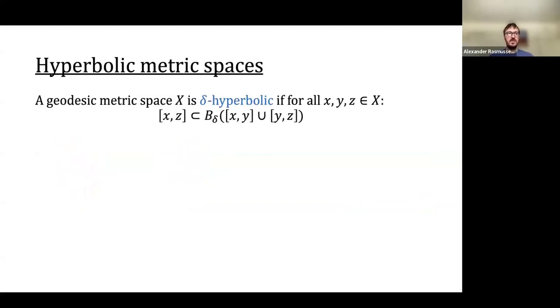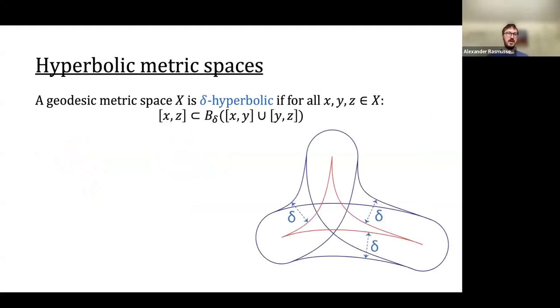Okay, a geodesic metric space X is delta hyperbolic if for all triples X, Y, and Z in X, any geodesic from X to Z is contained in the delta neighborhood of any geodesic from X to Y, union with any geodesic from Y to Z. Here's the standard picture for that.